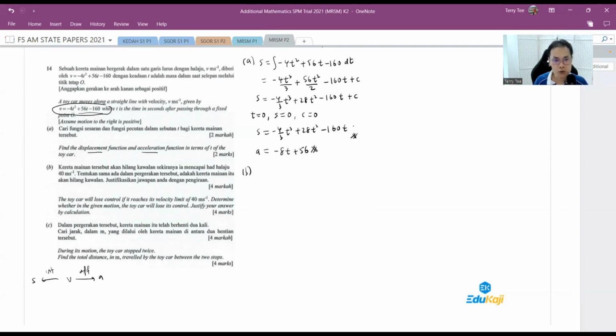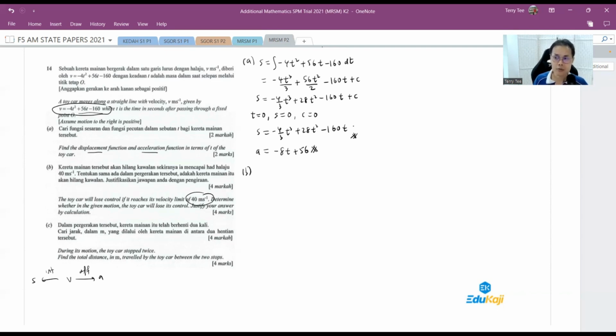The toy car will lose control if it reaches the velocity limit of 40 meters per second. Determine whether in the given motion, the toy car will lose its control. Justify your answer by calculation. So basically, we need to know whether the maximum velocity will actually reach 40. If the maximum velocity exceeds 40, it will lose control.